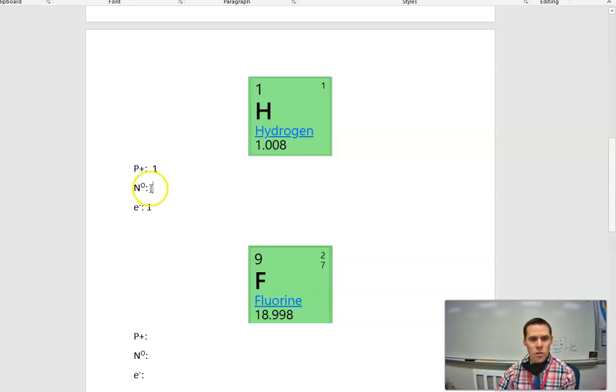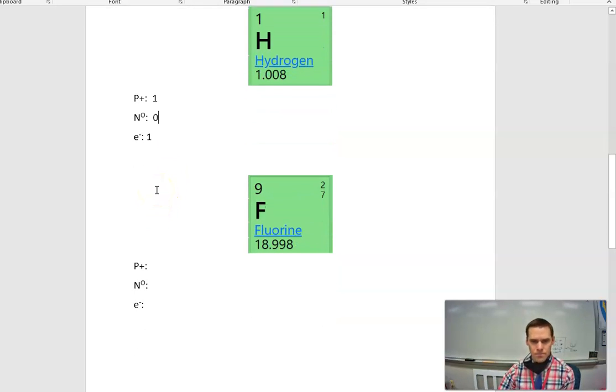Neutrons is a little bit more difficult. Remember, the total mass number is protons plus neutrons. We're going to talk about isotopes again at a later date, but for right now you need to understand that in order for us to calculate the amount of neutrons, you want to round the mass number to the nearest whole number, which in this case would be 1. You then subtract the atomic number, so 1 minus 1 is going to give us 0 neutrons for hydrogen. So hydrogen has a total of 1 proton, 1 electron, and 0 neutrons.